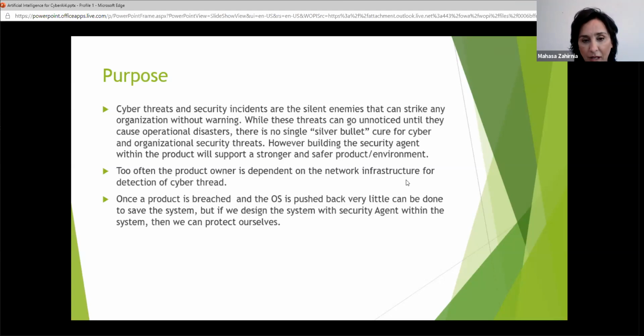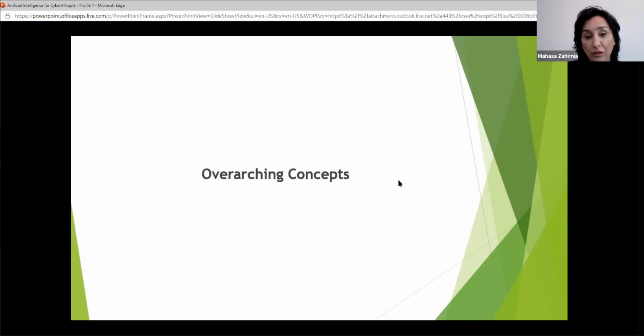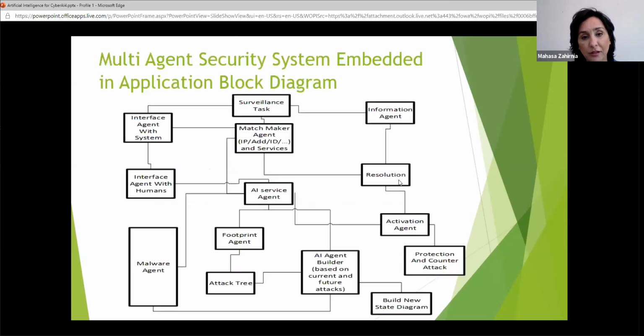mechanism to protect itself. So what my design wants to do is to really put the cyber intelligence within the product, so that the product can handle and control the environment and control the issues. So the overarching concepts is the next set of slides that I'll be discussing.